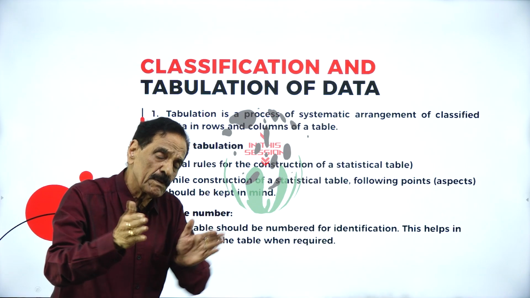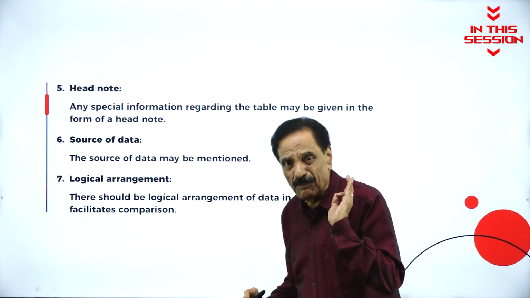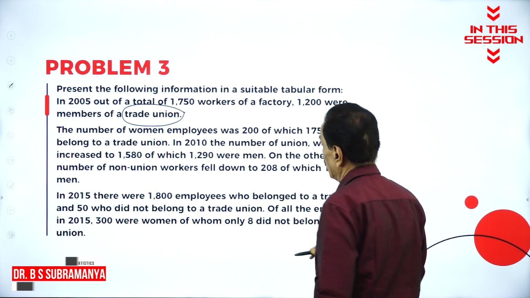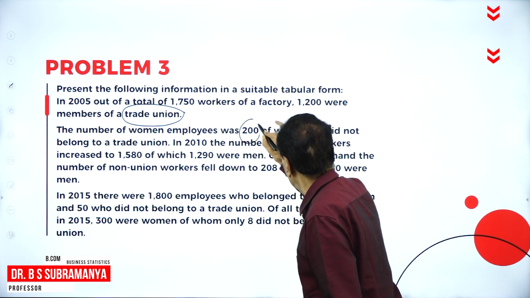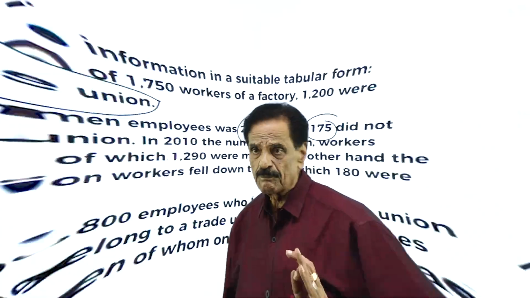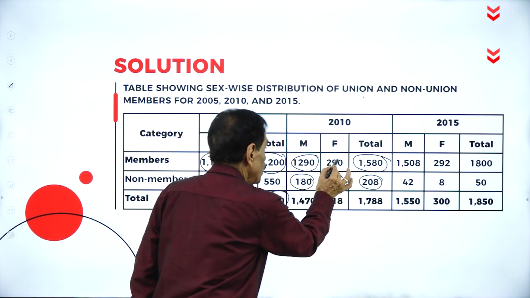Whatever the items come, they should be arranged according to rows and columns. Any special information if you want, we can give in the head note. The number of women employees was 200, of which 175 do not belong to trade union. Out of 1,590, 1,290 again, the balance is 290.